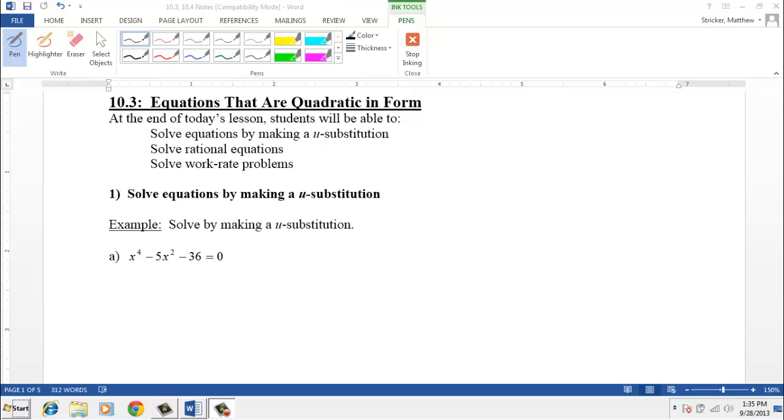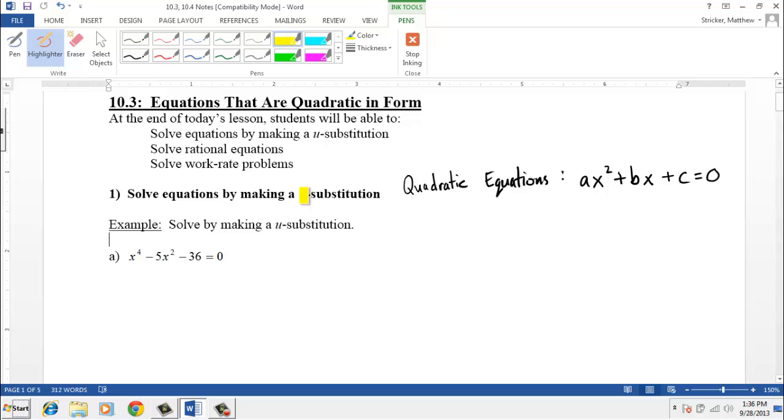But let's first deal with this U substitution business. We're talking about quadratic equations. Those are ones that have the form ax squared plus bx plus c equals 0. And since we're going to be using this idea of making a U substitution, the equations that we're going to end up solving are not going to be in terms of x variables, they're going to be in terms of U. So we'll be solving something that looks more like this.